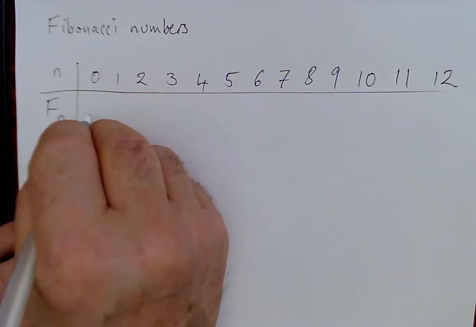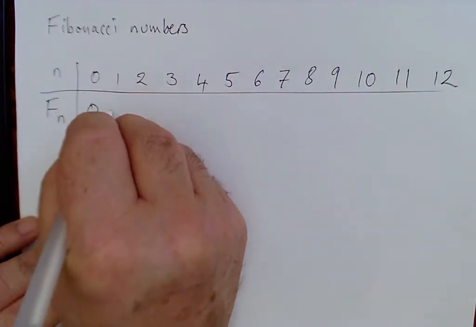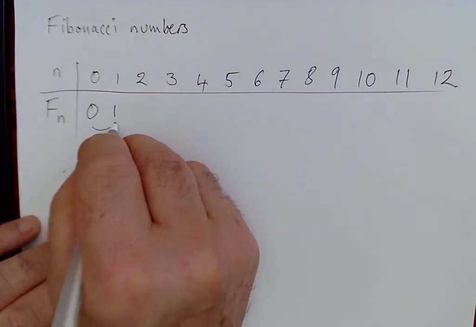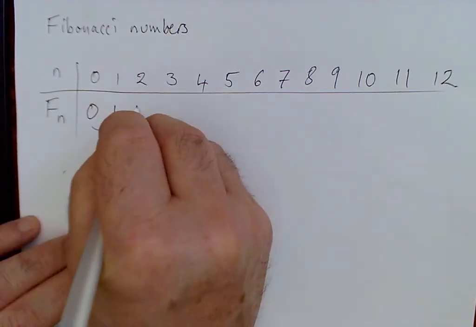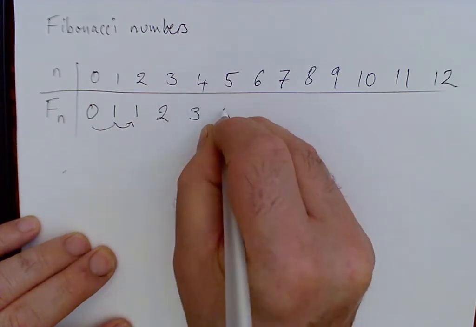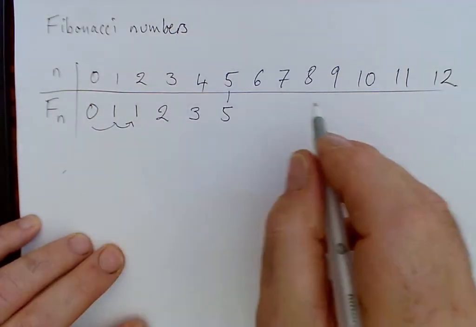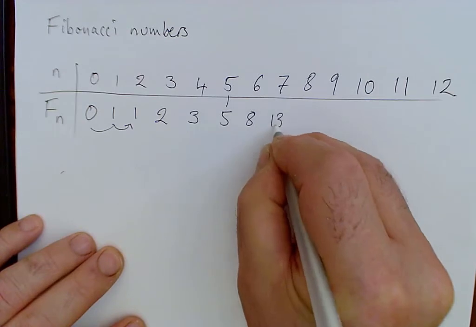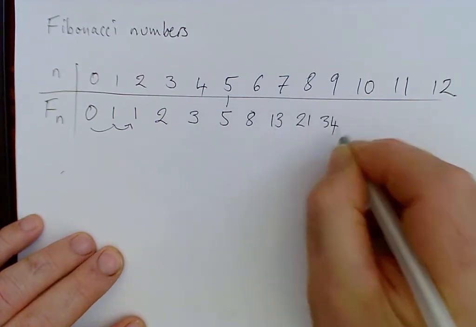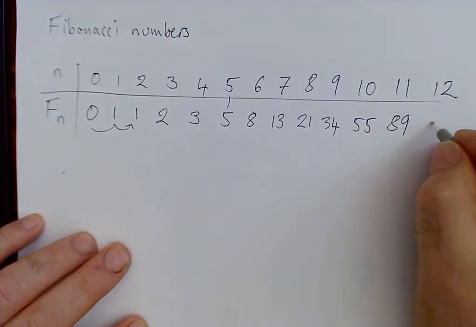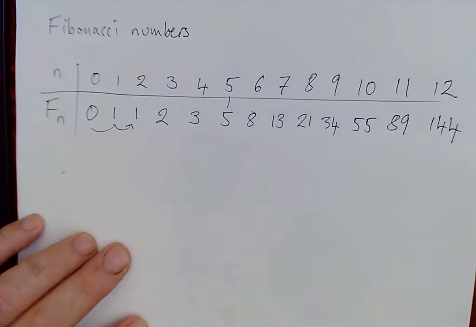It's always arranged so that F0 is 0 and F1 is 1. That's very easy to remember. Then, of course, you just add up the previous 2 to get the next one. That's the rule for defining the Fibonacci numbers. So 0 and 1 is 1, 1 and 1 is 2, 1 and 2 is 3, 2 and 3 is 5. Notice that F5 is 5. Then 8, 13, 21, 34, 55, 89, and 144. It's quite easy to remember up to 12. Those are the first few Fibonacci numbers.